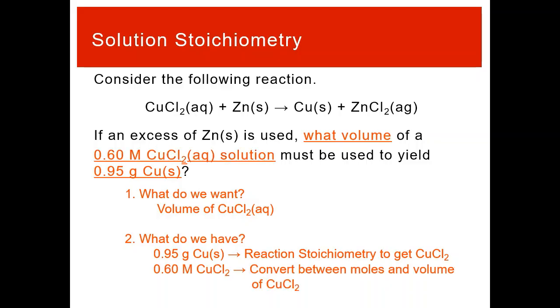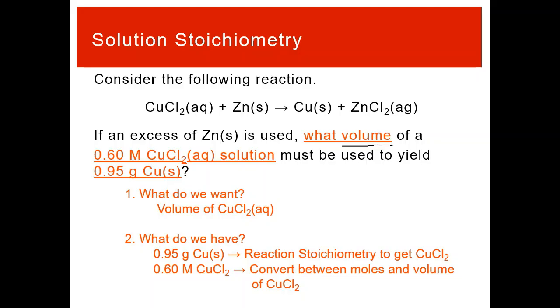The other piece of information that I have is the 0.6 molar CuCl2. Now, we may be tempted to see that 0.6 molar CuCl2 and try to use that as our starting point. But one of the things that we can see is we're after a volume, which is an amount of stuff.